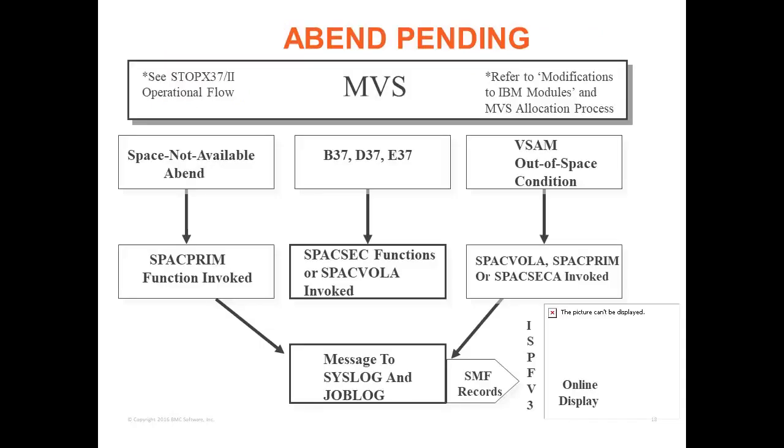Here we illustrate the flow of a typical recovery of a non-VSAM dataset. Space not available is handled by SPAC prime. Once allocated, a number of the SPACsec functions could be invoked, along with SPAC valet. For VSAM datasets, the recovery process is similar. Messages are sent to the syslog and job log, in addition to the SMF record getting cut.